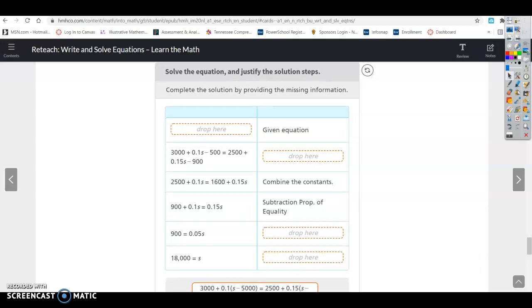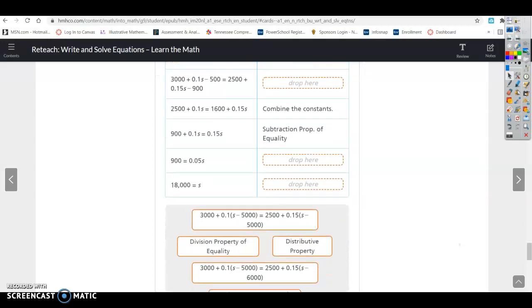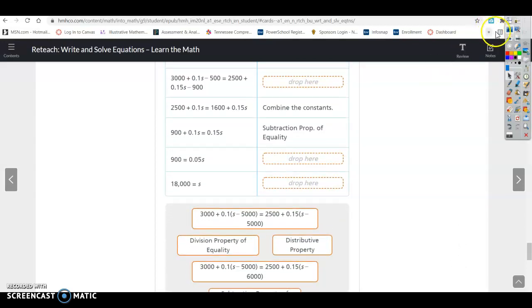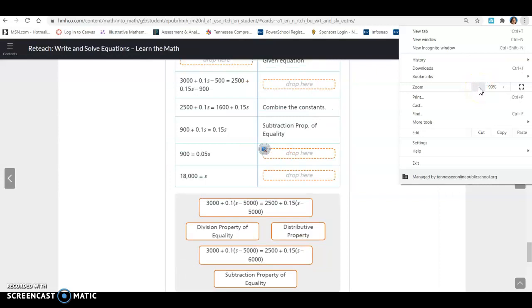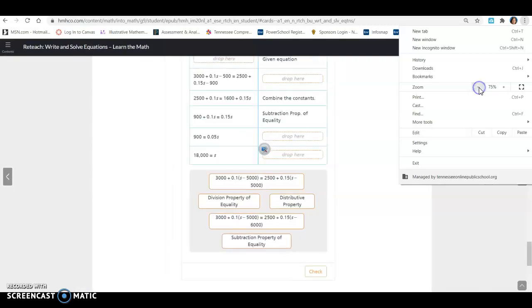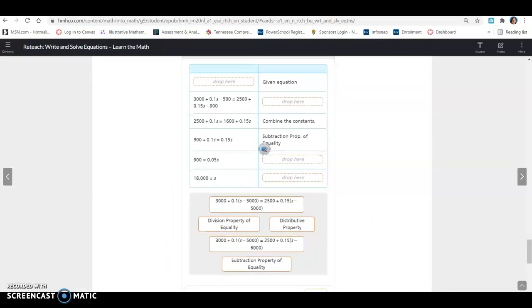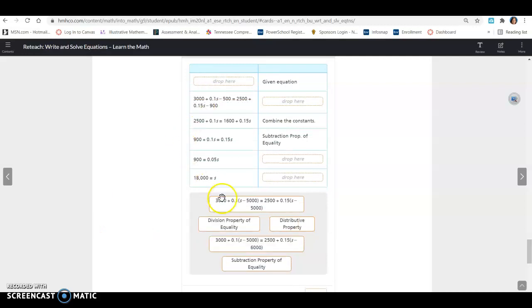All right, now it says solve the equation and justify the solutions. This one's a little bit hard to see. I'm going to have to change the zoom a little bit so that we can see the whole question here. It makes it a little bit harder to read, but we'll zoom it back out when we finish this. All right, so the given equation, that's the first equation. That's the one from above that we just looked at.